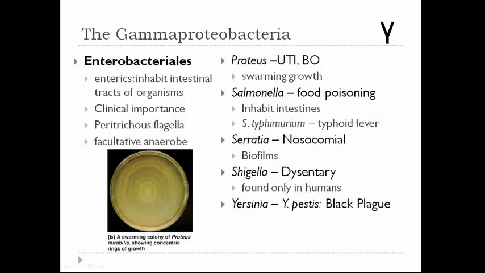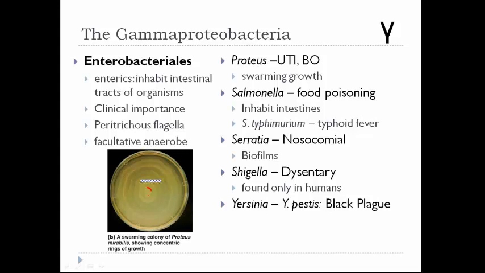Now here is Proteus, and we're still talking about enterics. Proteus causes urinary tract infections. It's also known for the cause of BO, and it's really cool. Sounds great, doesn't it? Because it actually produces this swarming on the plate. See these circles?